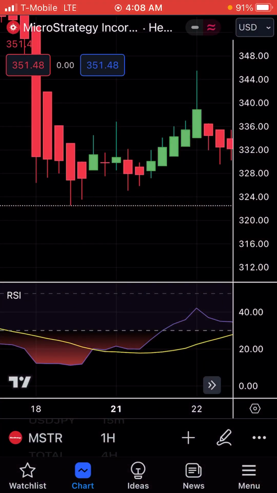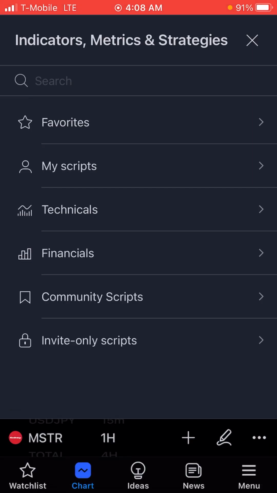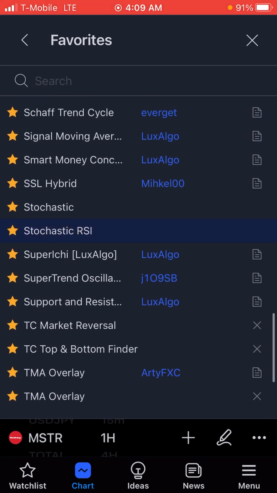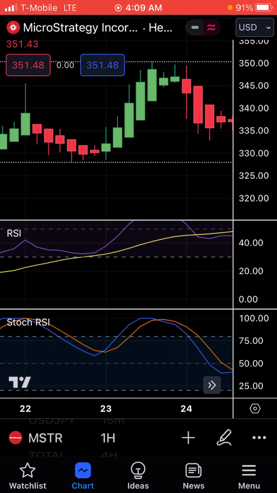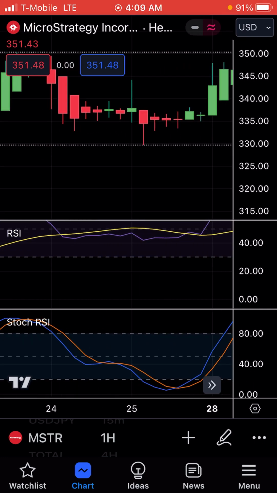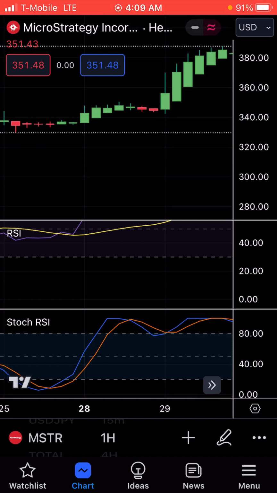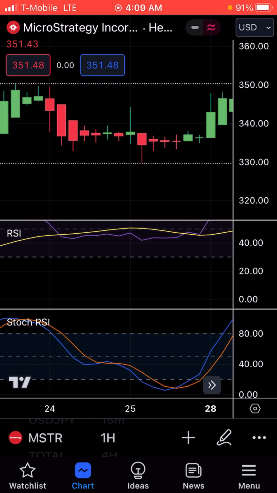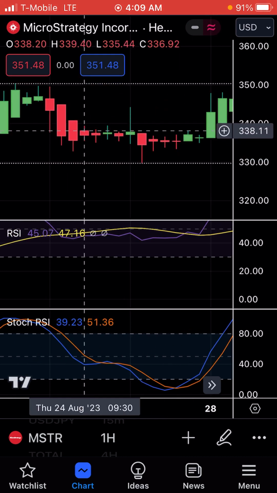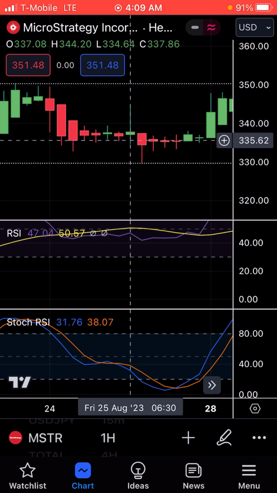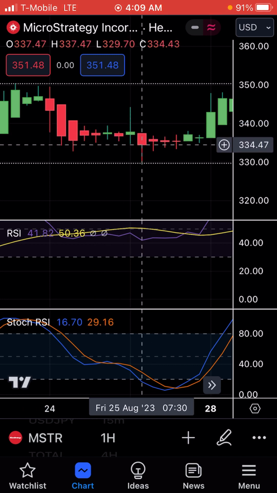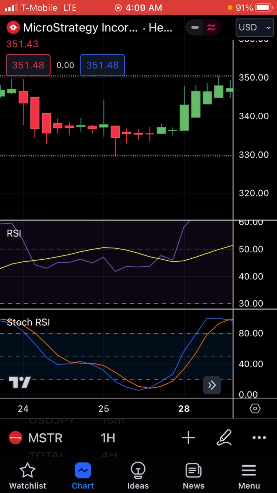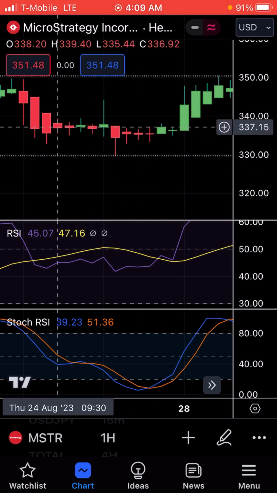Okay, so for this example, it's good to have at least RSI and stochastic loaded as well. But what you want to look for basically is an indecision candle. I try to look for this on the hour because you'll probably get the best results from it. Now what you can see here with MicroStrategy is a bunch of indecision candles right here. Most of these are indecision candles, so it's basically the market can't decide which direction to go.